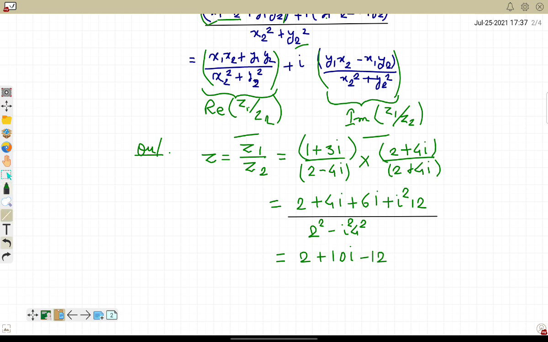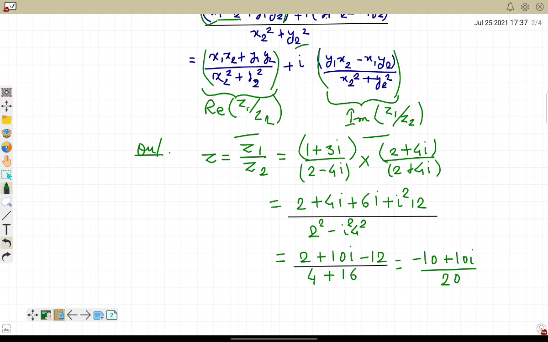Okay, and in our denominator we can write 2 square is 4 and iota square become -1, so minus minus becomes plus, so overall this one is 16. So we can write directly, so overall value is -10 plus 10 iota and divide upon 16 plus 4 is 20. So how we can separate real part as well as imaginary part?